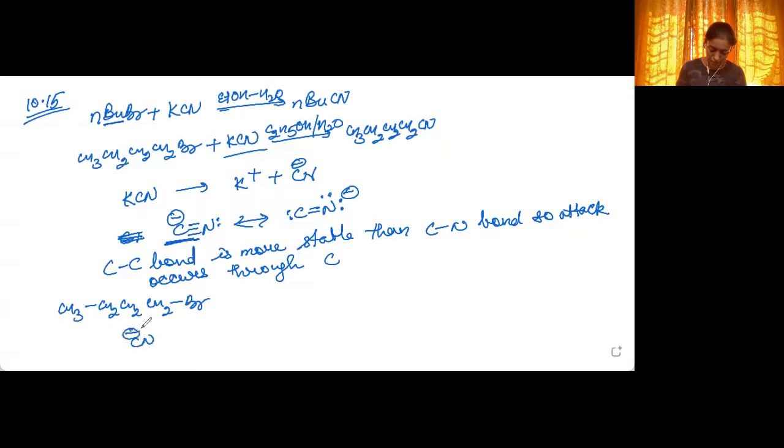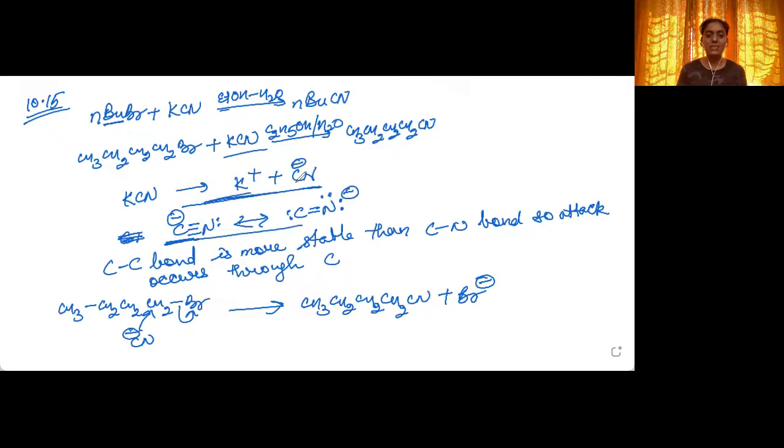So CN negative will be attacking this carbon, and Br negative will be the leaving group here, and it will lead to the formation of cyanide. Simple. It is not at all a difficult mechanism. So the nucleophile is there, it is ambidentate. Because KCN is ionic in nature, the attack is occurring through the carbon atom. If it were a covalent compound, then the other situation would be there. So that case is different. Here it has been asked only in the case of KCN, so we are discussing that only.